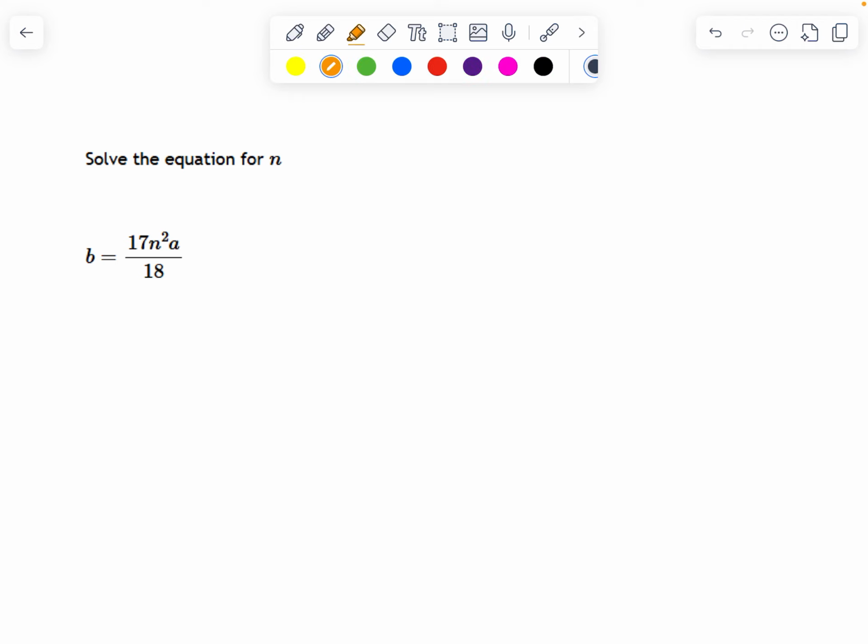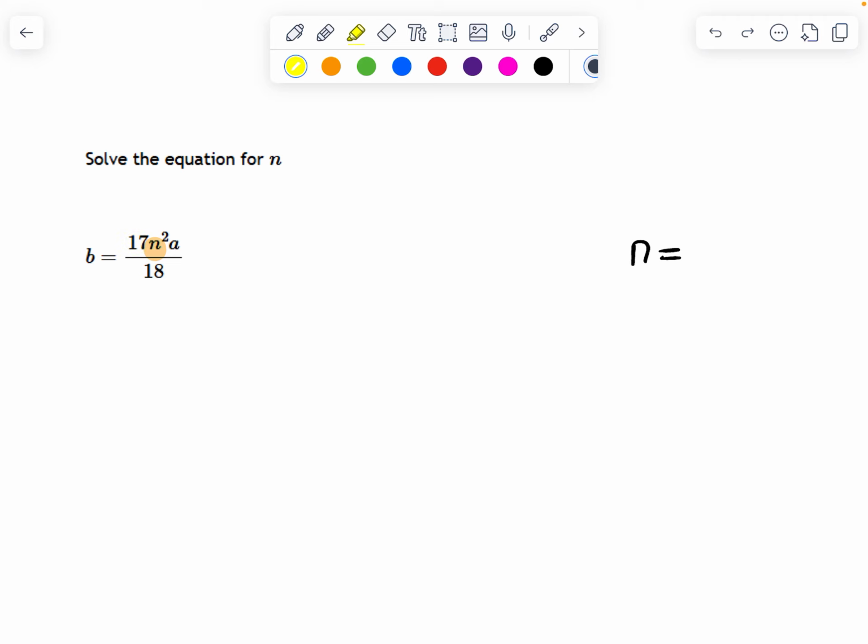So, we are solving for n. That is our goal. Here is your n. You are not done until you have n equals. All right? In order to do that, we need to move everything around our n away, meaning the times 17, the square, the a, the 18. Everything around it has to be moved.